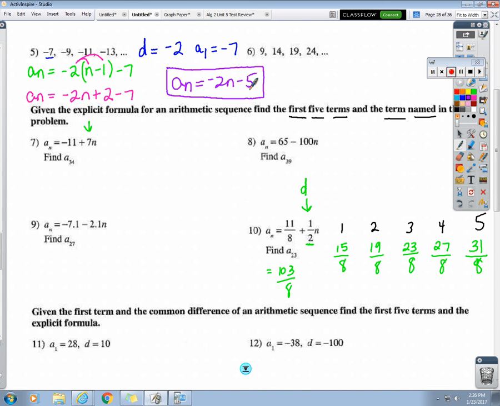And that would allow you to find any term you wanted to find. Like if they had said, find the 50th term of this sequence, instead of continuing to subtract 2, subtract 2, subtract 2 until the 50th term, you could just get the formula, plug in 50, and you would know it. It would be negative 105, right? No. But you also got to consider that minus 5.